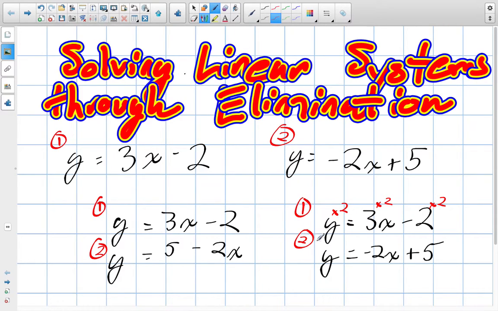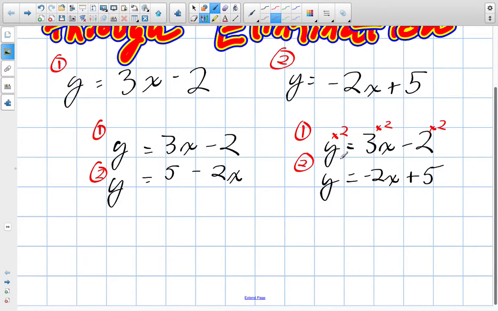Okay? So I'm going to scroll down just a little. I think I am. There we go. So I'm going to say this is now equation 1 after it's been multiplied by 2. So 2 times y is 2y.